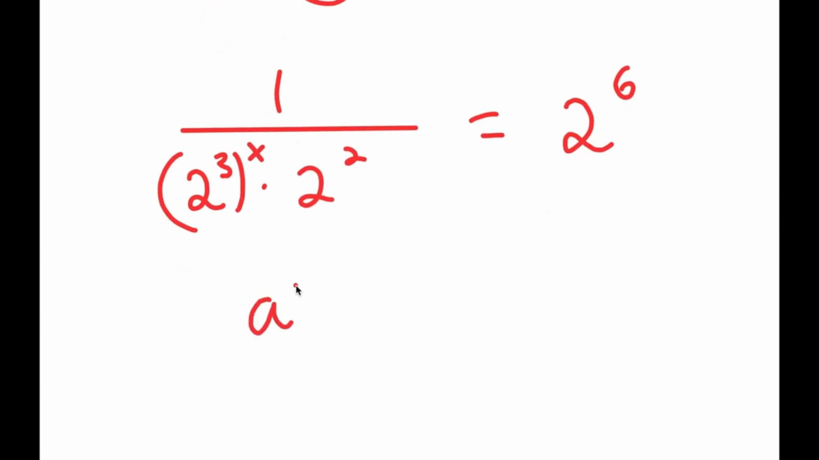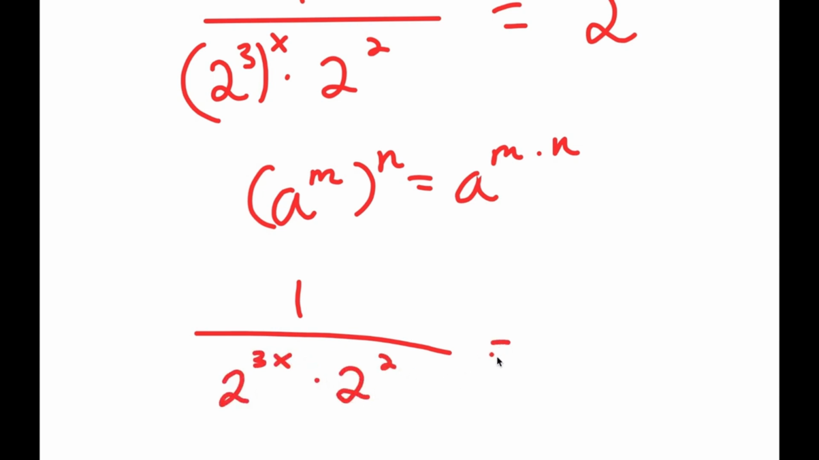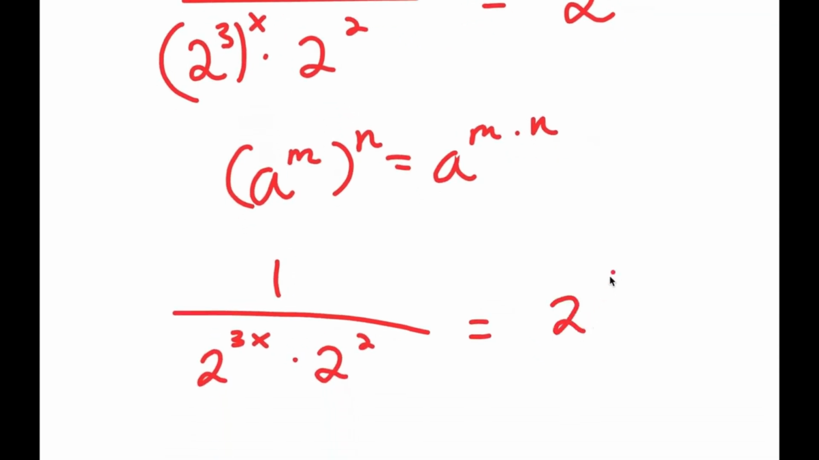Now, if I have something in the form a to the power of m to the power of n, this is equal to a to the power of m times n. So 2 to the power of 3 to the power of x over here, that's going to equal 2 to the power of 3 times x, which is simply 2 to the power of 3x. And I have this times 2 squared is equal to 2 to the power of 6.